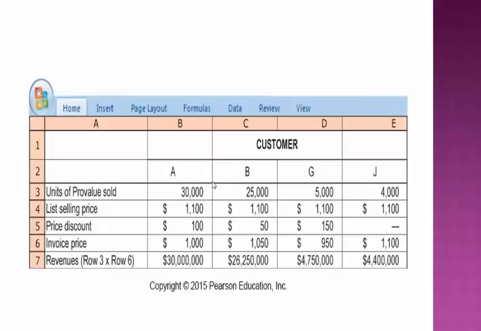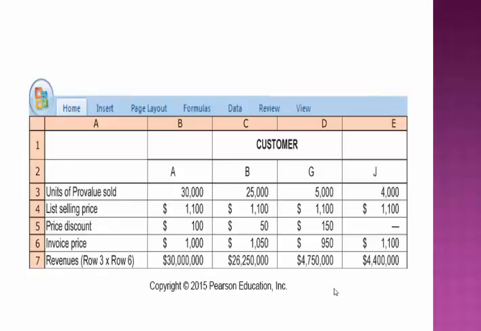Now, of course, how many units they purchase times the selling price equals the dollar amount of revenues. So $30 million worth of revenues is coming from customer A. $26,250,000 is coming from customer B. Only $4.75 million is coming from G, and only $4.4 million is coming from J.